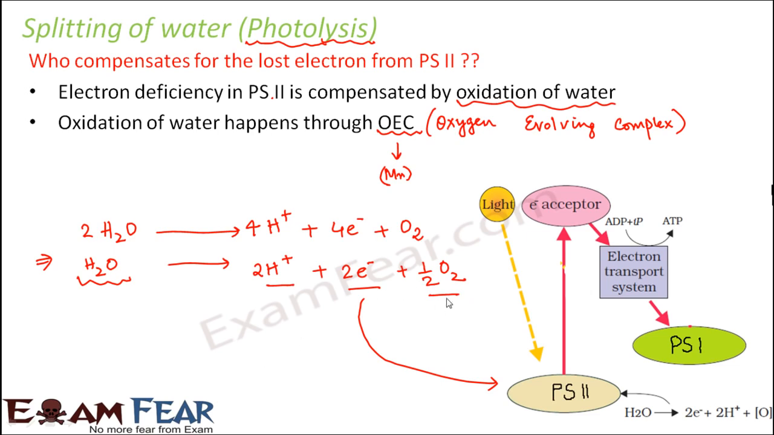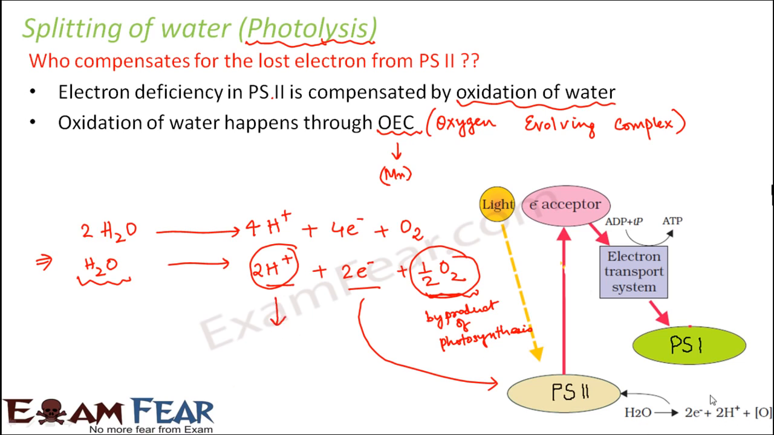What happens to the oxygen? Please remember that oxygen is a byproduct of photosynthesis. So you see in this step, the oxygen is released. This oxygen released is nothing but the oxygen which is produced in the overall reaction of photosynthesis. And what happens to the protons? This releases H+ ions or the protons. Now where are these protons released? These protons are released in the thylakoid space.